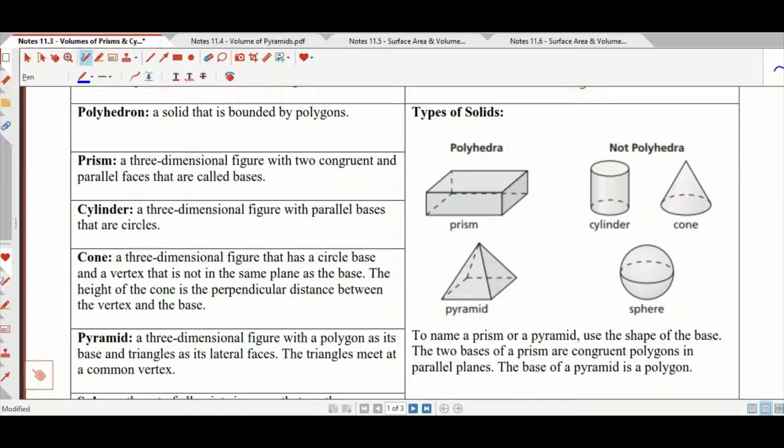Okay, a cylinder is a three-dimensional figure with parallel bases that are circles. That is, it's not a polyhedron and it's not a prism, but you could almost imagine it as if it were a circular prism. That's kind of the way that I explain it to my students.